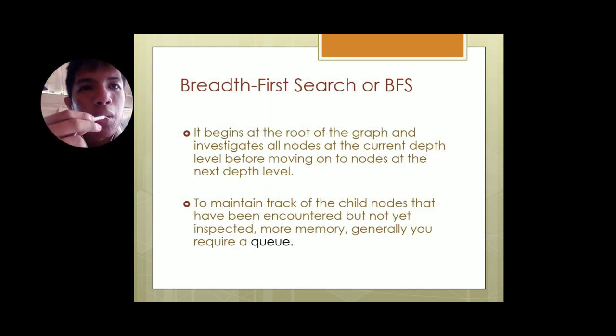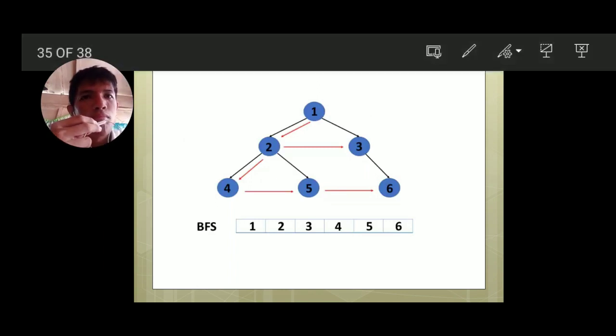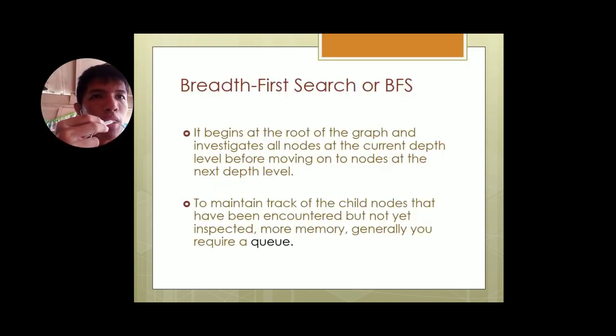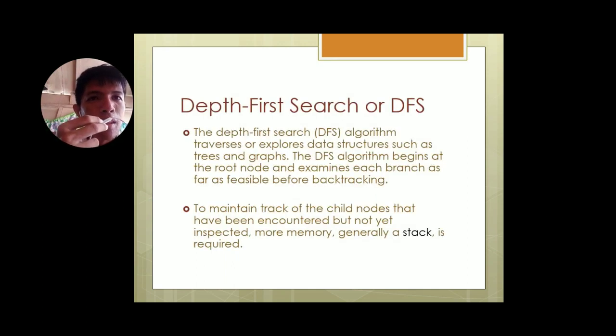Breadth first search, or BFS. It begins at the root of the graph and investigates all nodes at the current depth level before moving on to nodes at the next depth level. To keep track of the child nodes that have been encountered but not yet inspected, more memory, generally a queue, is required. So in breadth first, we start at the top and proceed level by level: 1, 2, 3, 4, 5, 6.